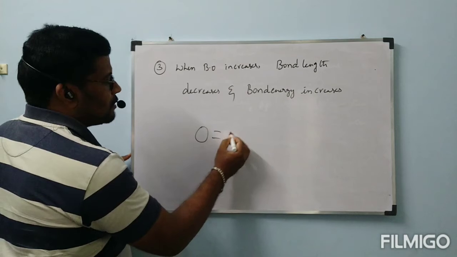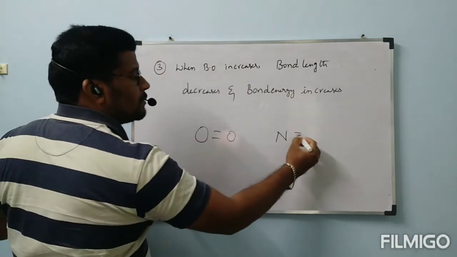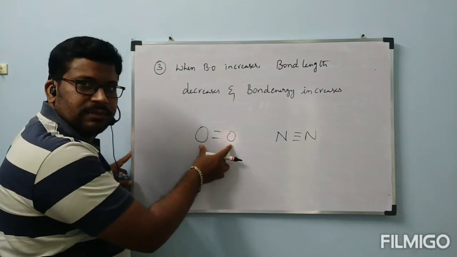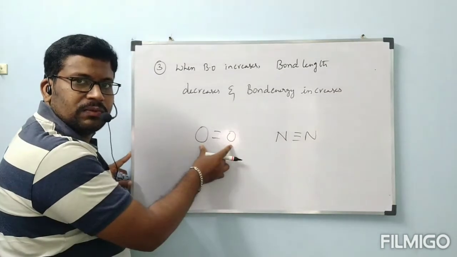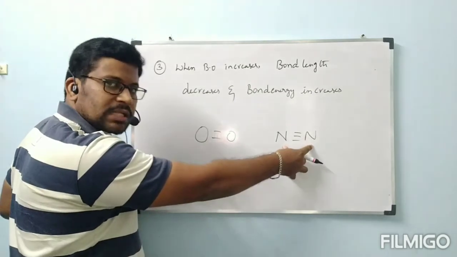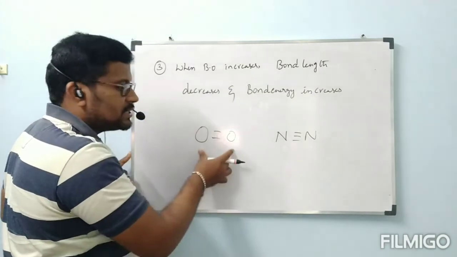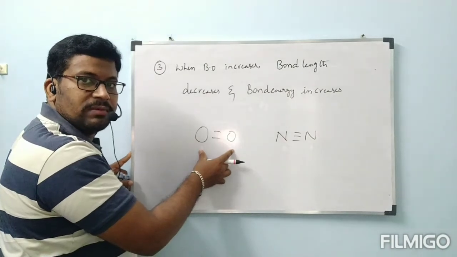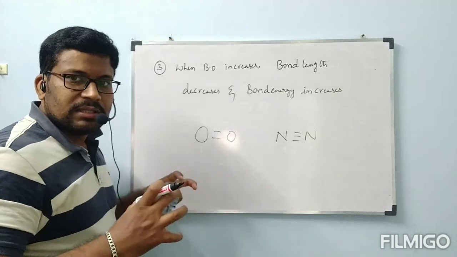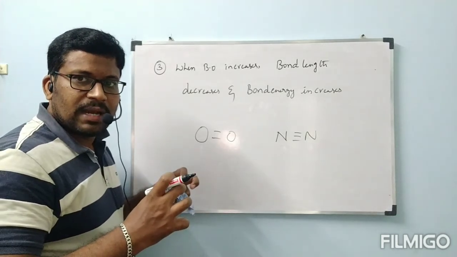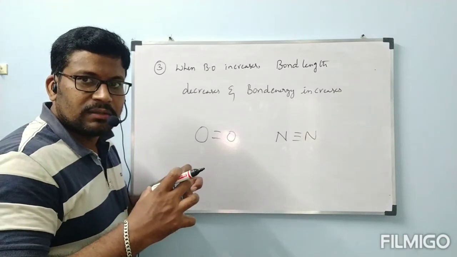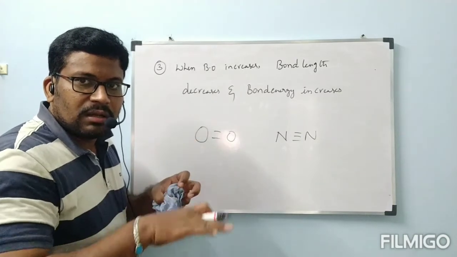Suppose O double bond O, N triple bond N. Distance between these two atoms is called bond length. Distance between these two nitrogen atoms is also bond length of nitrogen. This is the bond length of oxygen. Now in oxygen, how many bonds we have? 2 bonds. In nitrogen, 3 bonds are there. 3 bonds means strong attraction will be there between N and N. 3 bonds means strong holding. Then N and N will be closer because the bond length decreases.